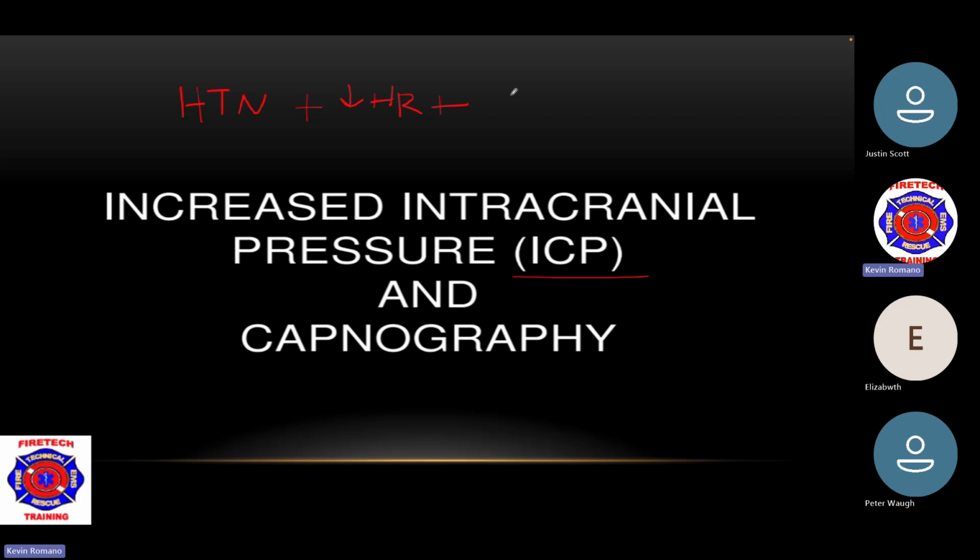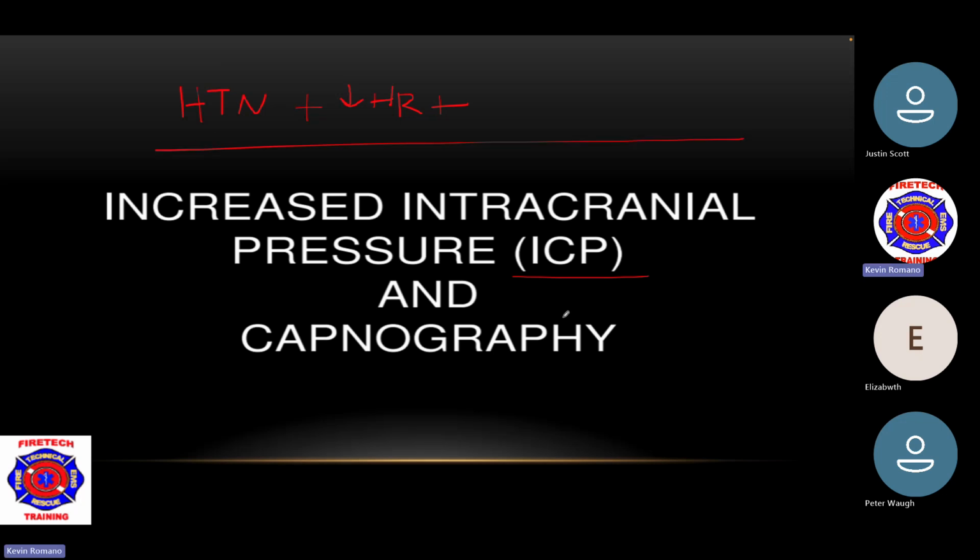Irregular respirations is the last one. So hypertension or that widening pulse pressure, bradycardia, irregular respirations, what they call Cushing's triad. Cushing's triad is significantly increased ICP. So if you have those 3 things and the patient's unresponsive or semi-responsive, start thinking of significant increased cranial pressure.